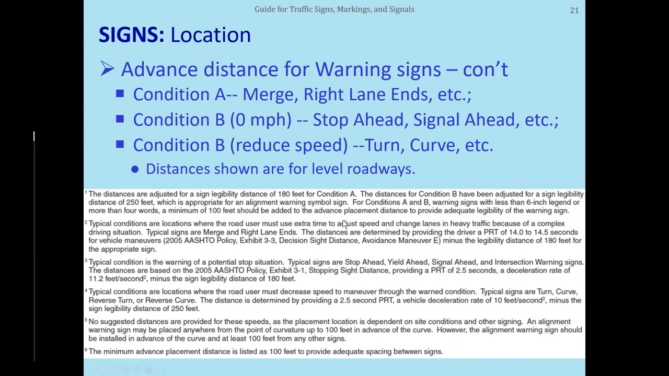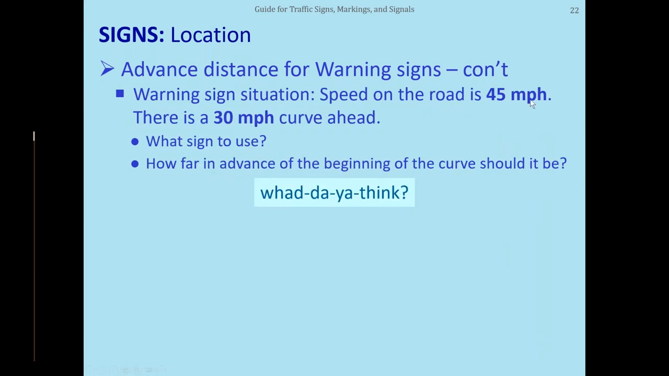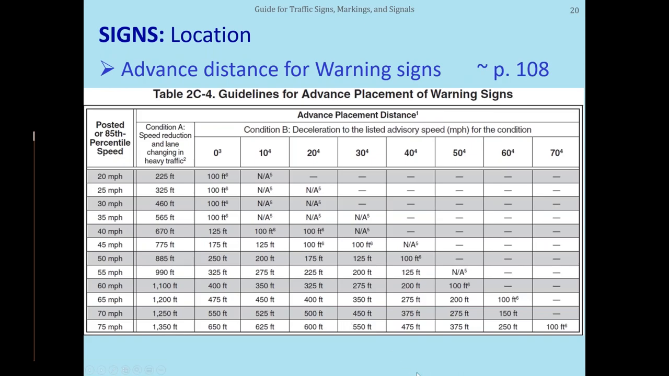Let me go back to the table. Remember, again, 45 mile an hour road, but the curve is only good for 30. I'm going to give you a few moments to look at the table.